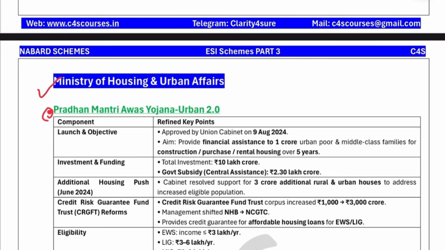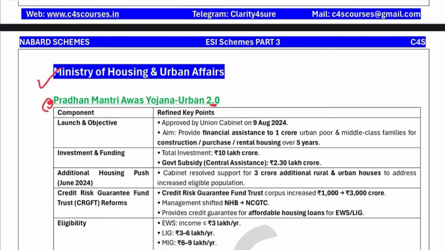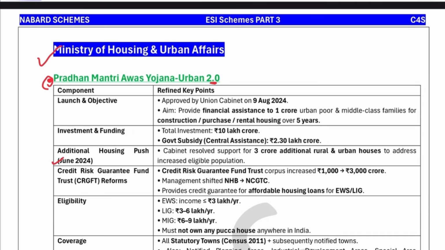The very important scheme, that is Pradhan Mantri Awas Yojana Urban Phase 2, right? We know that last year in June 2024, the government announced an additional 3 crore houses for rural and urban areas, right? So 2 crore for rural and 1 crore for urban, and that is what PMAY-U 2.0 is going to give, right? So this is the 1 crore houses.